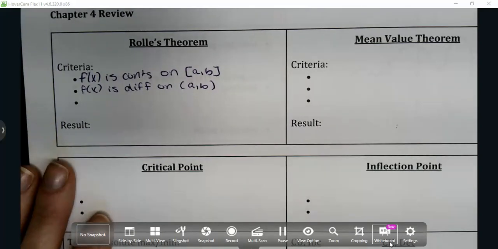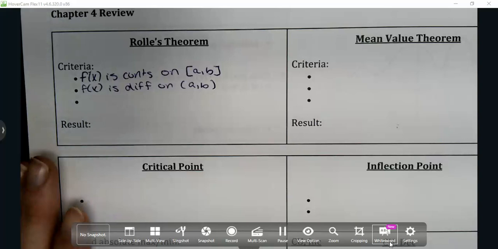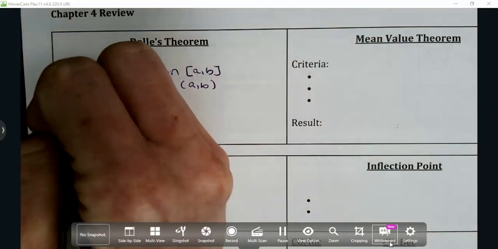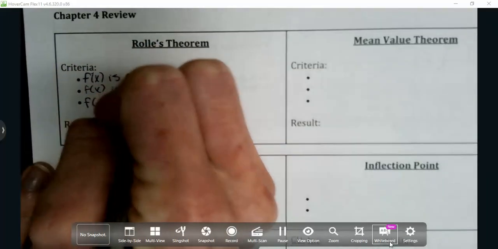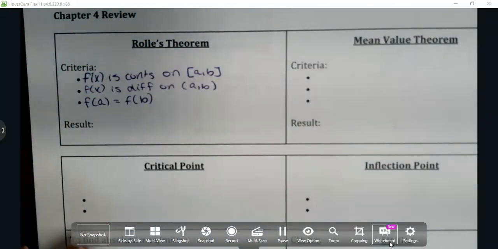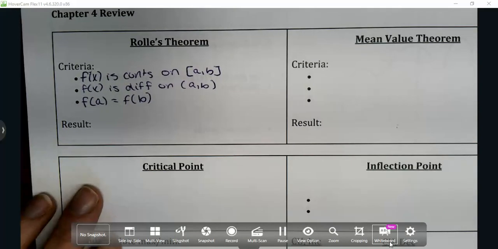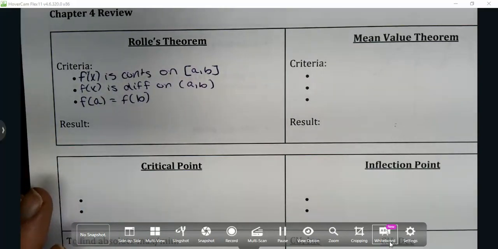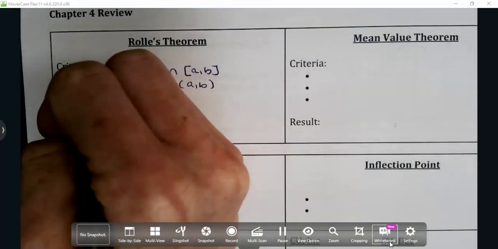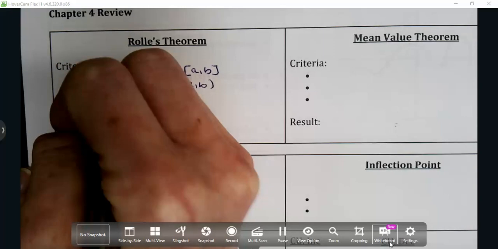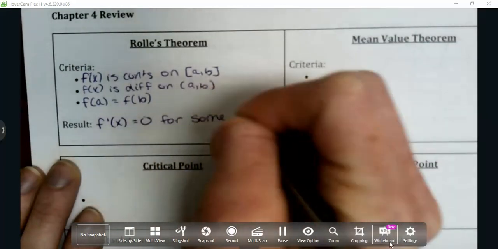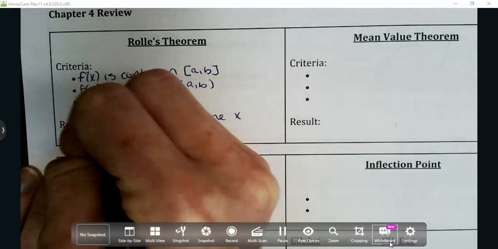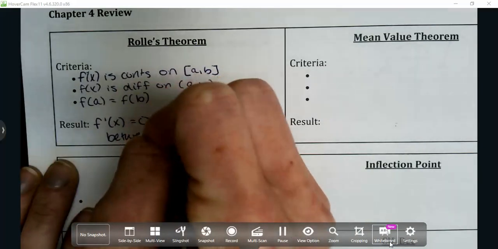And what's the third criteria? The endpoints are equal. So f of A equals f of B. If those 3 conditions are met, then what's true? Yeah, there's somewhere where the derivative equals 0, or max or min. So the result: f prime of x equals 0 for some x between A and B.